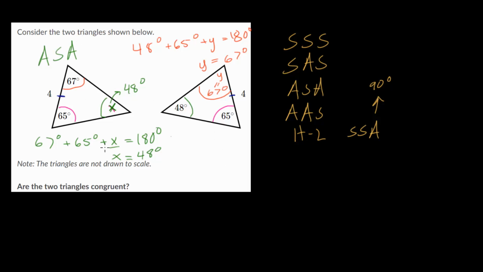And remember, that just means that this side length here between the orange and green angle is equal to this one here. And likewise, this side length here between the green and pink angles is equal to this one over here. They correspond to each other. So are these two triangles congruent? In this case, yes, they are.